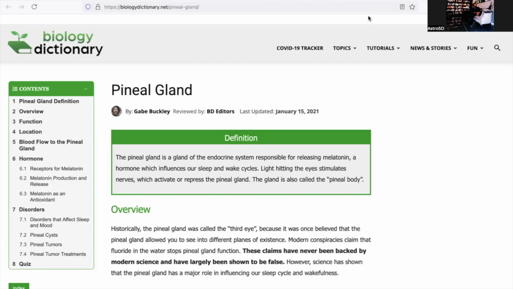From Biology Dictionary, pineal gland. The pineal gland is a gland of the endocrine system responsible for releasing melatonin, a hormone which influences our sleep and wake cycles. Light hitting the eyes stimulates nerves which activate or repress the pineal gland. The gland is also called the pineal body. Okay, so melatonin is carbon based. Now I want you to think about what I just said. Melatonin is carbon based. Okay, now that has sunk in. Let's move along.